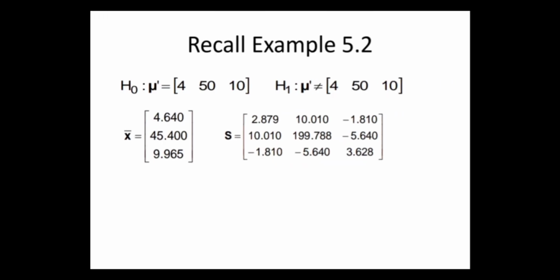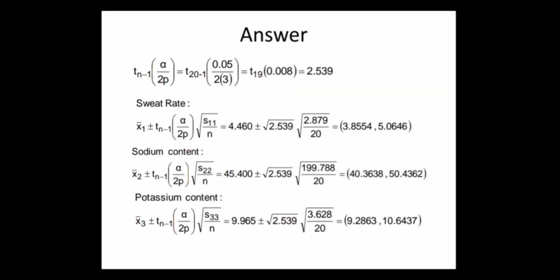Okay, let's see the same example. Tadi we wanted to test H naught, the mean vector for 4, 50 and 10. Given x bar vector, given the variance covariance matrix. So we apply the formula. First you find the value of t, 2.539, using the T table. Later check whether it is correct, you will get that. Okay, p here is the number of variables and n is the sample size.